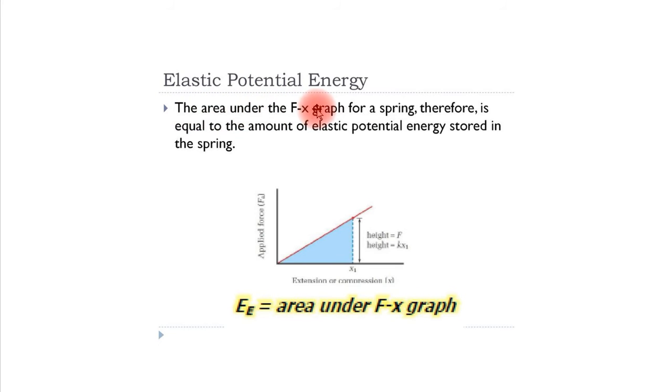The area under the F-x graph for a spring is therefore equal to the amount of elastic potential energy stored in the spring. Now we neglect the sign of F is equal to minus kx. So the magnitude of the force exerted by the spring is F is equal to kx. This is the applied force, and this is the distance. We are plotting a graph like the first graph.